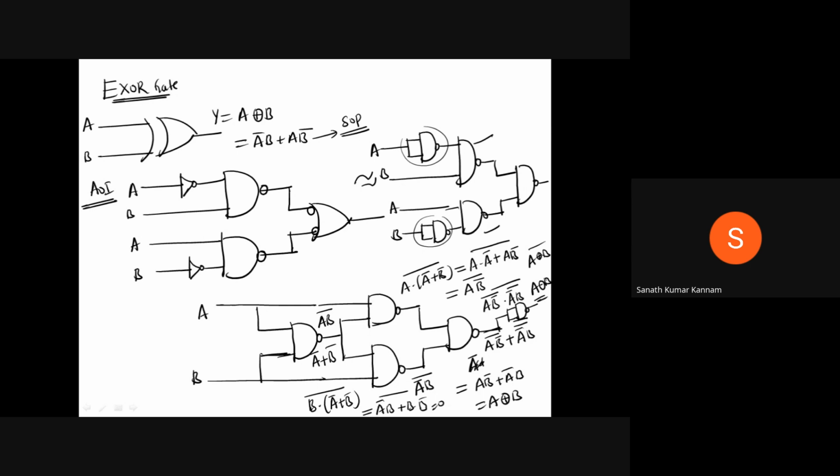This is one of the interview questions they will ask. They will ask to realize XOR gate by using only NAND gates and only NOR gates, like that they will ask, and they'll ask how many NAND gates are required. In the written test also they will ask how many NAND gates and how many NOR gates are required to implement XOR and XNOR. So this is the implementation.